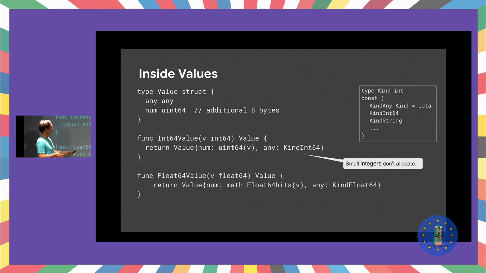And we do the same thing for floats and a few other types. Nothing here is very interesting. There's a nice function called math.Float64bits that converts our float to a uint64. And we use the any field for kind. So now let's look at string.